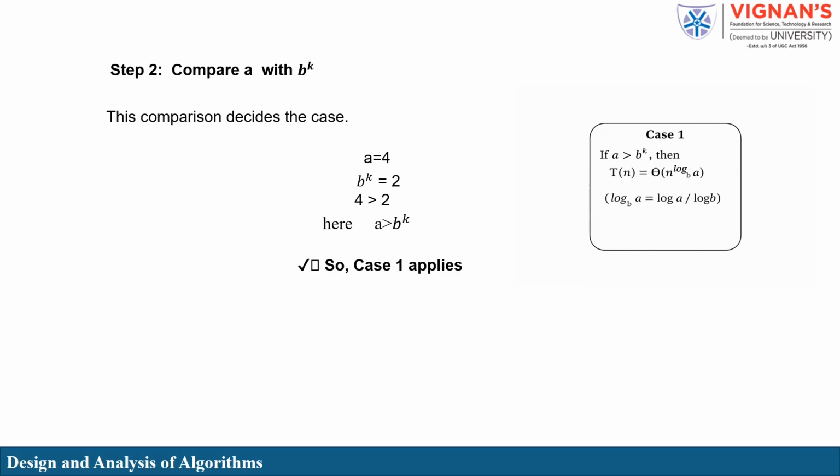We can see an image of case 1 condition. Final conclusion. Log base b of a is equal to log base 2 of 4, which is equal to 2. Therefore, T(n) = Θ(n²).